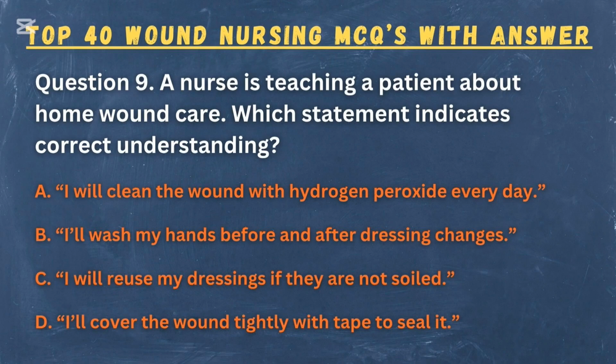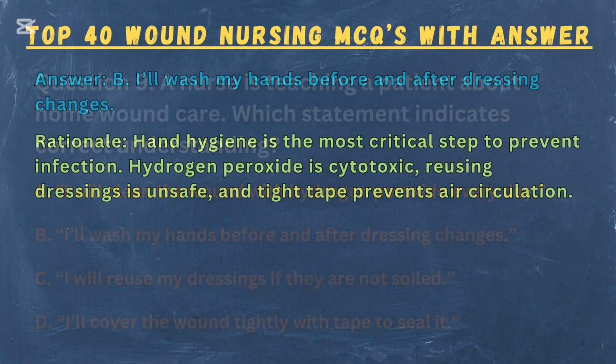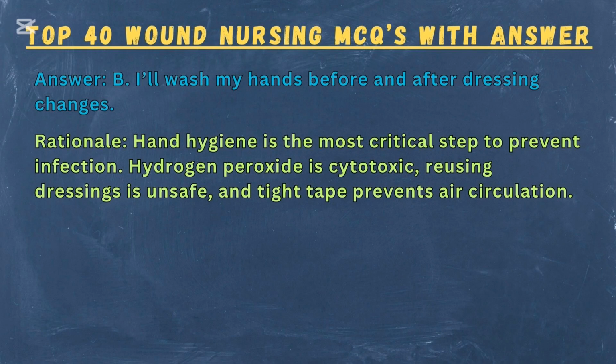I'll cover the wound tightly with tape to seal it. Answer. B. I'll wash my hands before and after dressing changes. Rationale. Hand hygiene is the most critical step to prevent infection. Hydrogen peroxide is cytotoxic, reusing dressings is unsafe, and tight tape prevents air circulation.